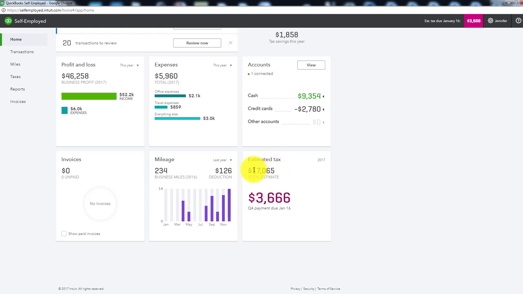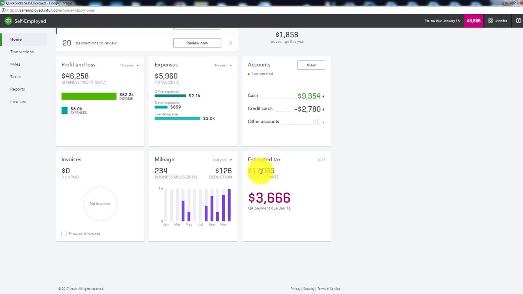Now keep in mind that this number might seem a little bit high. It's going to be different for everyone. It's going to depend upon what your tax profile is. So in this case, this particular person's tax profile may have included income from other sources. For example, they may have W-2 income, or they may be married and have a spouse who they filed jointly with. So all of that is going to reflect in the amount of total estimated taxes that should have been paid for the current year.